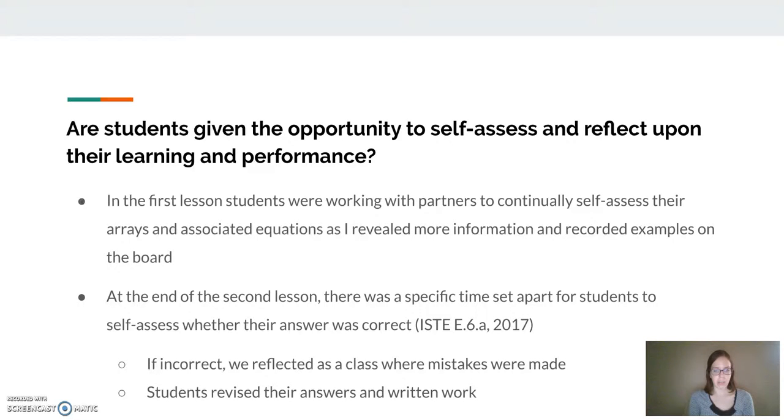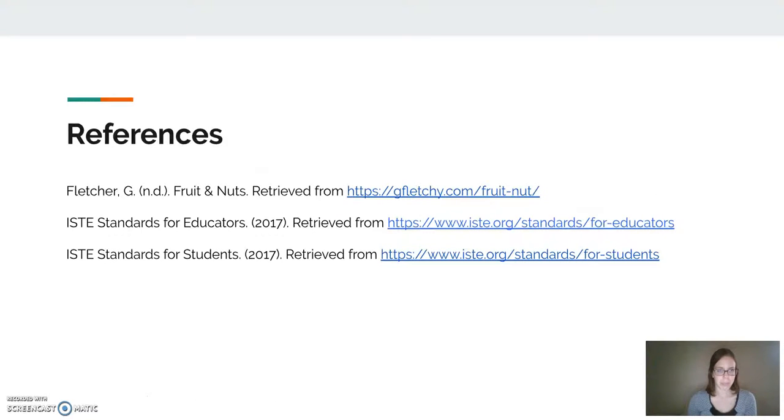And then at the very end of the second lesson, there was actually a specific structured time set apart at the end for students to evaluate whether their estimations were correct. And if they were incorrect, we worked together to find exactly what mistakes they could have made and where the mistakes happened. And they were given an opportunity to revise their answers in their written work, which they were all for. Everybody wants to have the right answer at the end. So we worked through that and were able to do that.